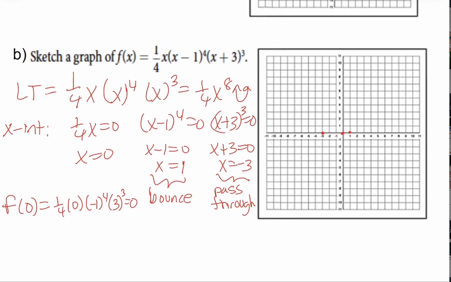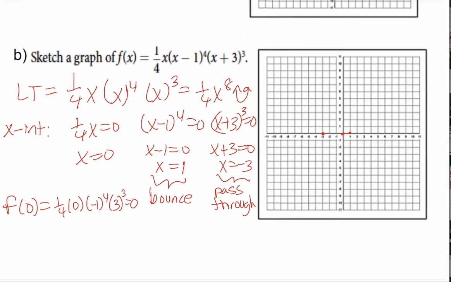Okay, so now we have those. Now put on your ends. So put on your intercepts, put on your ends. Left's going up, right's going up. Now, don't forget, there's a bounce at and only at 1.